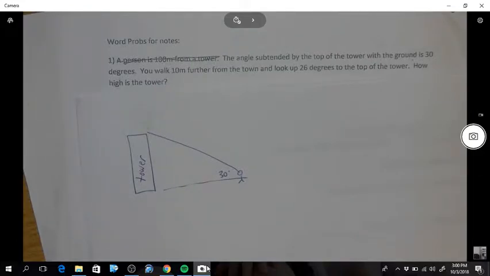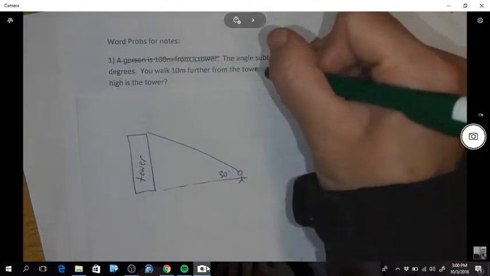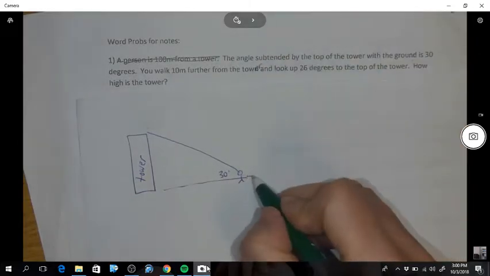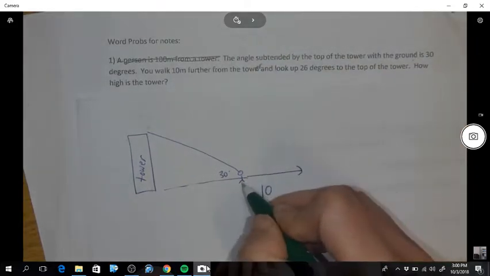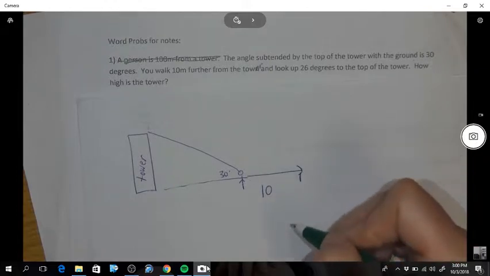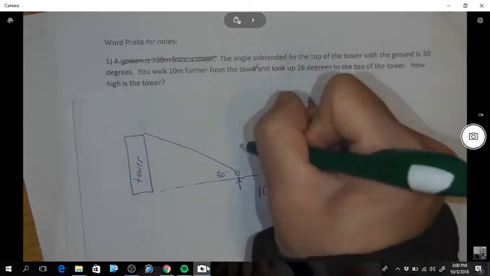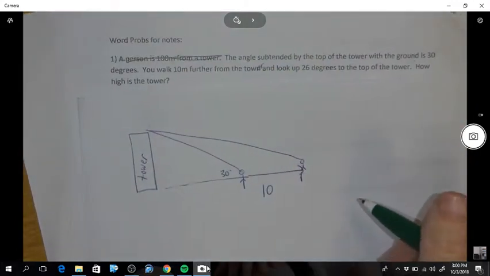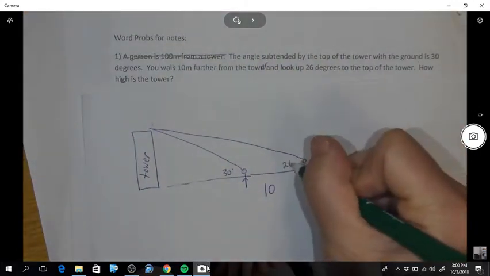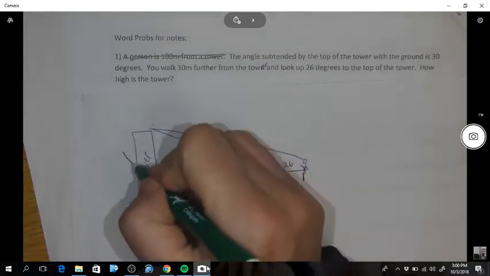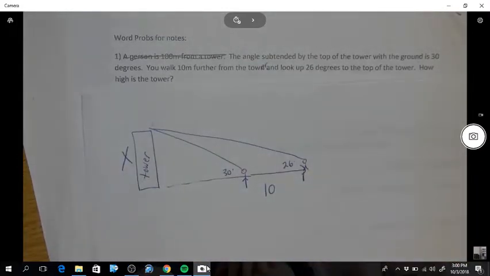You walk 10 meters further from the tower. So from here to here is 10 meters. Then, now that you're over there, you look up to the top of the tower and now it's 26 degrees. How high is the tower?